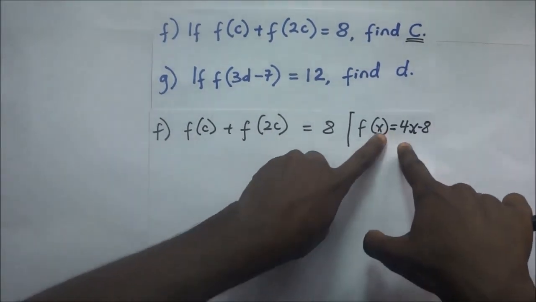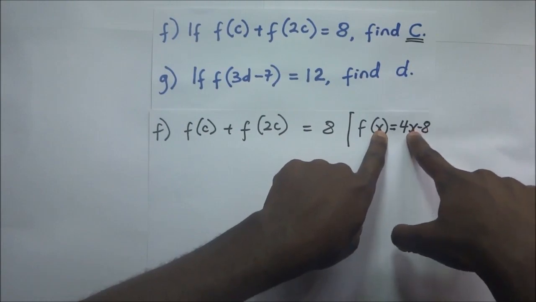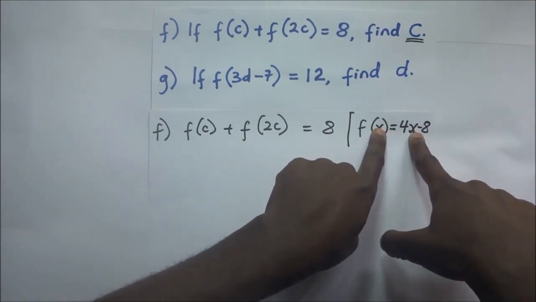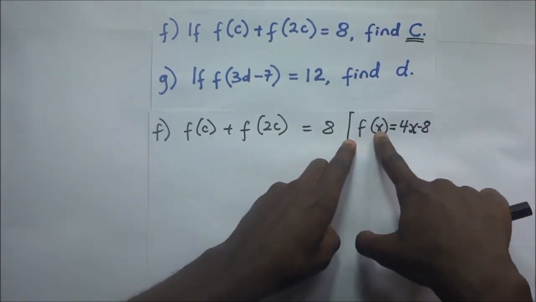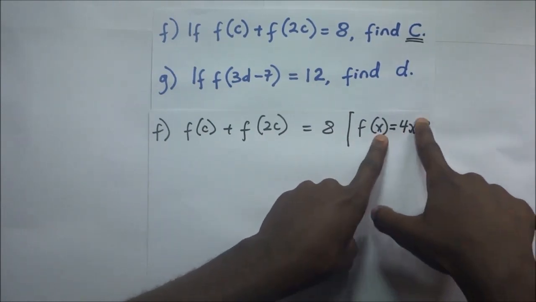Looking at this function, x is what we put here. If there is 2 here, we put 2 here. If there is 3 here, we put 3 here. Because the function, when the value of x is given, is given by that function.